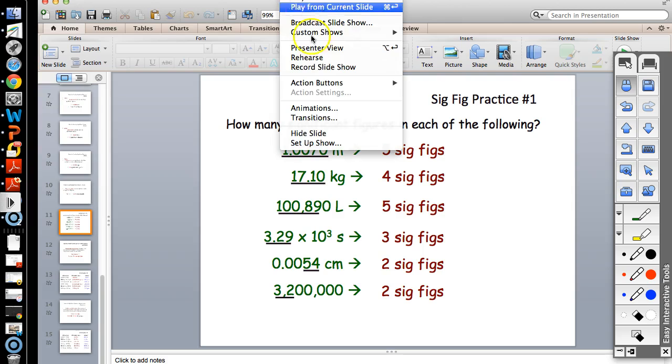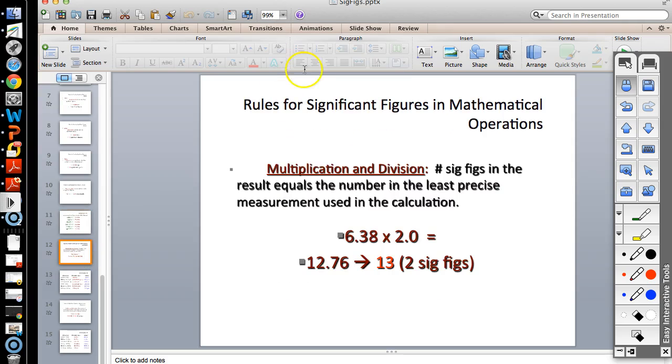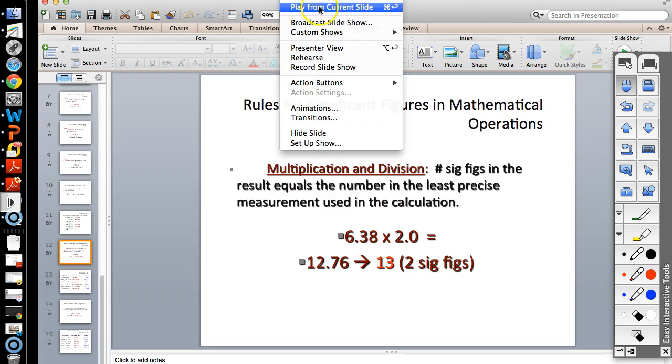All right, so let's go back to the PowerPoint, and we'll continue where we left off. I think. It kind of hides from me. There it is. And then play current slide.